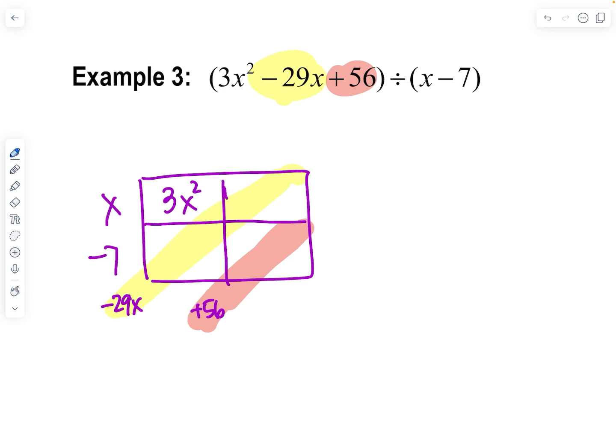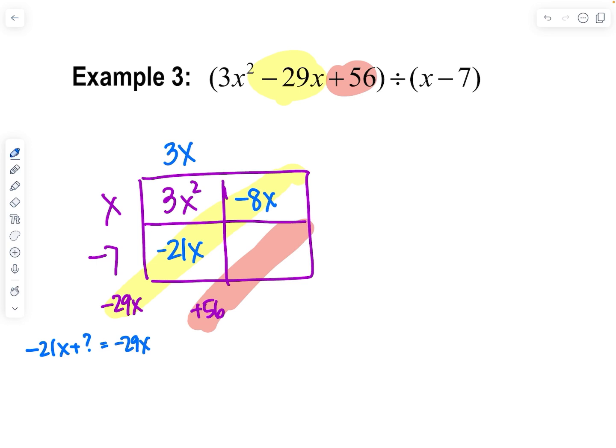So I'm asking myself, what times x gives me 3x squared? I'm starting up top here, and it's 3x. Now that I'm here, I'm going to multiply the 3x by -7. So 3x times -7 is -21x. So now I'm asking myself, -21x plus what gives me -29x? I have to consolidate that there. So that would be a -8x, because when I add them together, they give me -29.